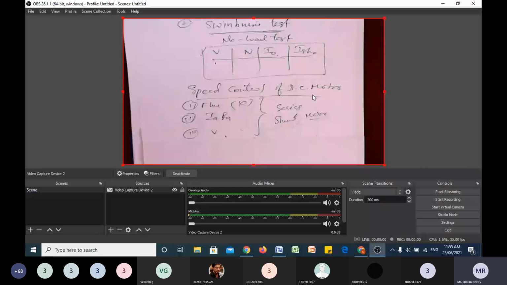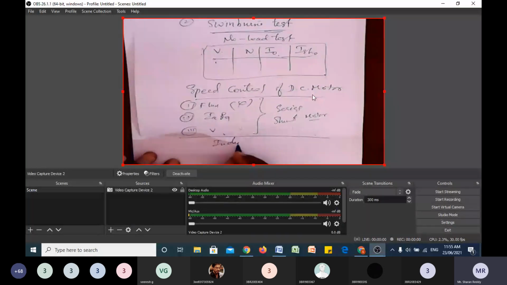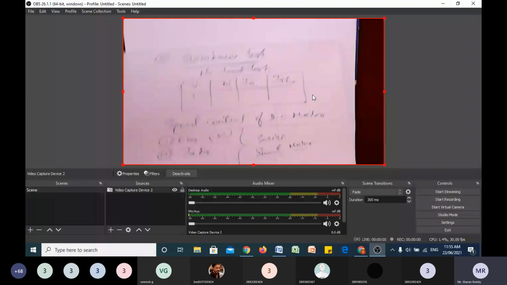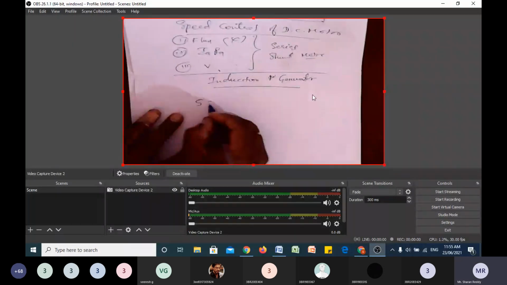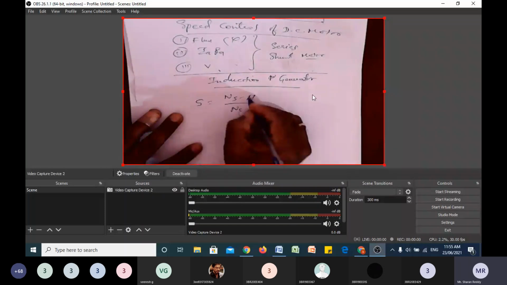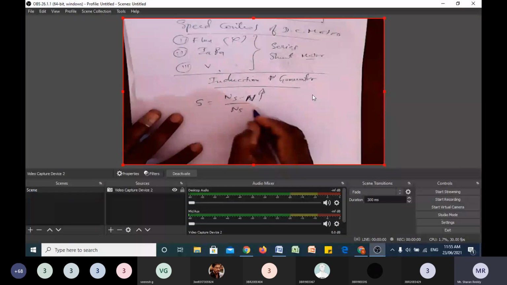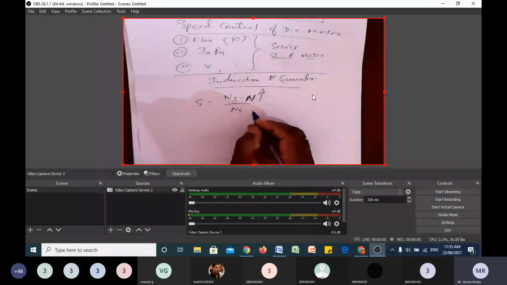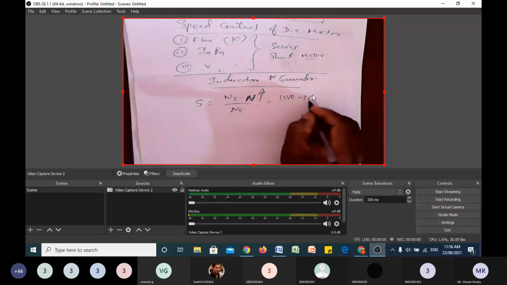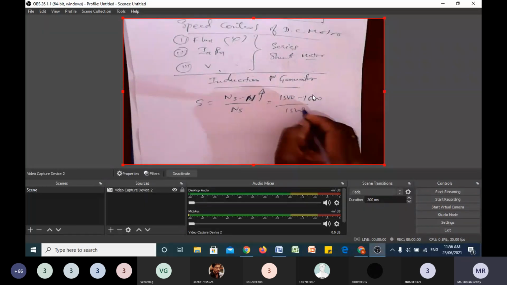If time permits, I'll do the induction generator. One topic I left is the induction generator. Induction generator is used in windmills, which work at negative slip. You know that slip is equal to (Ns minus N) divided by Ns. Here the rotor speed is above the speed of the stator rotating magnetic field. If Ns is 1500 and the rotor is run at 1600, what will be the slip now? We'll get a negative slip.